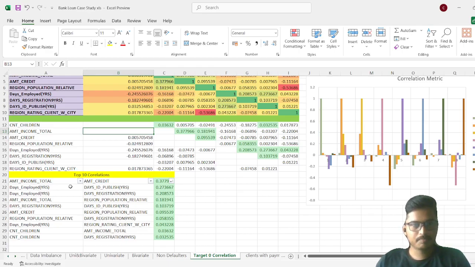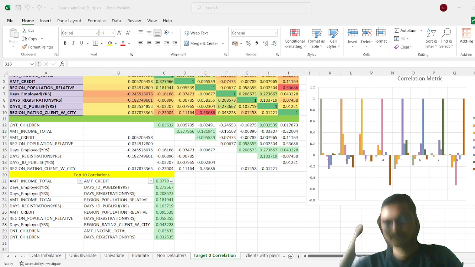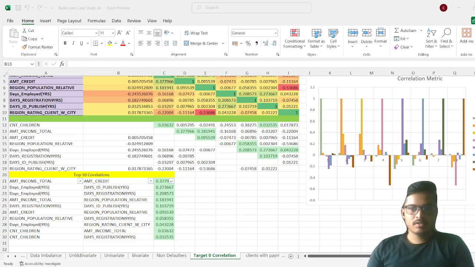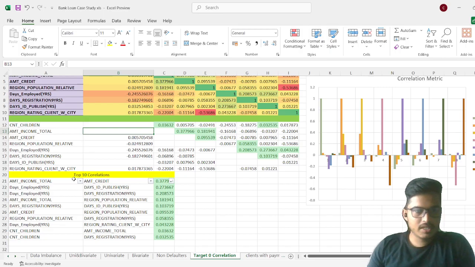So we have found that the AMT income total is highly related with the AMT credit. That means the higher the income total, the higher the credit is. Understand? We had already explained this in the graph, the univariate analysis and the bivariate analysis.